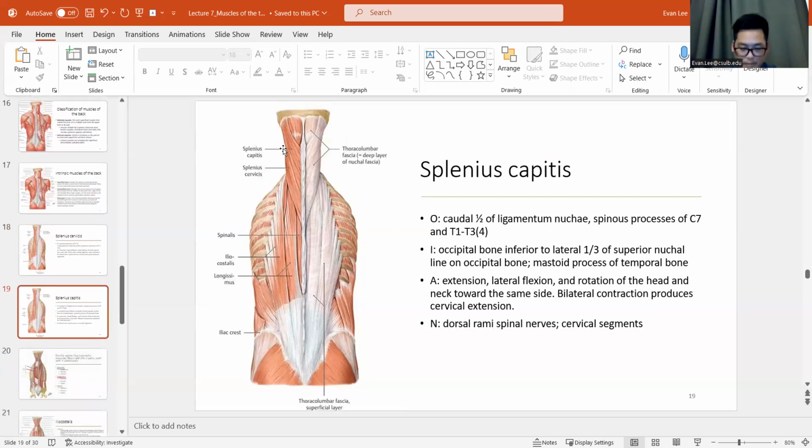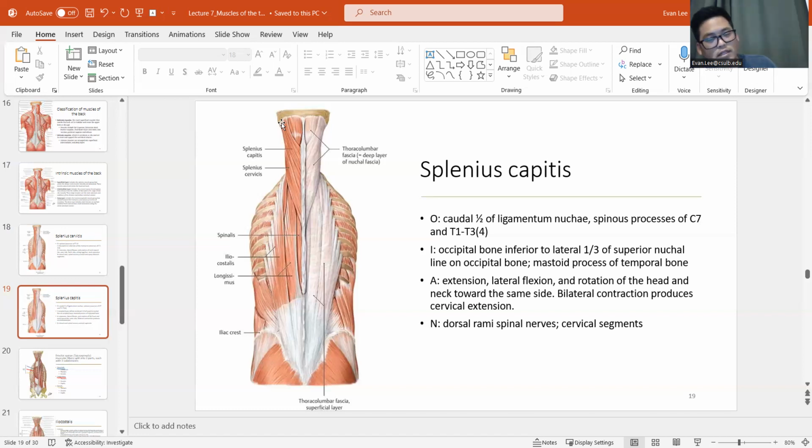Now, splenius capitis, capitis is referring to the head, and in this case, it still comes from the vertebrae. But then it is also going to go over here to the side of the head, at the occipital bone, but also the mastoid process. So this is not connected to the cervical vertebrae anymore, which was the cervicis. This one's going to be attached up to the back of the head at the occipital bone, and then also the temporal bone.